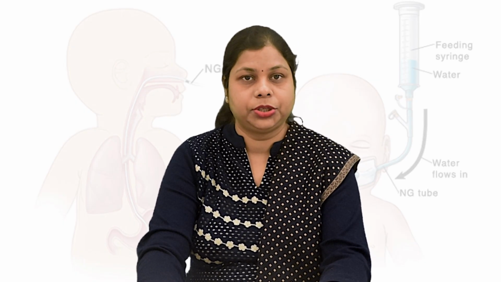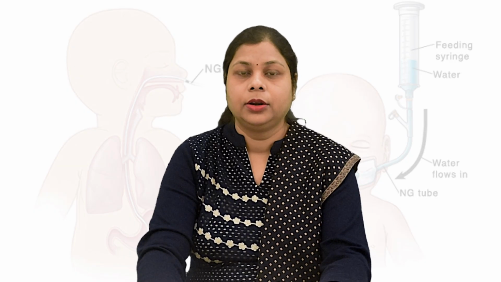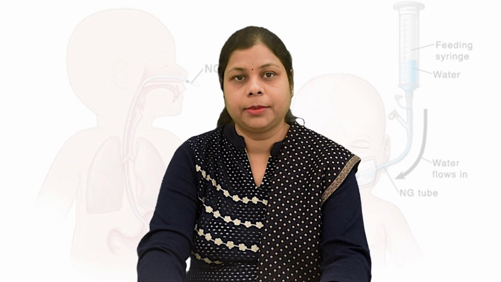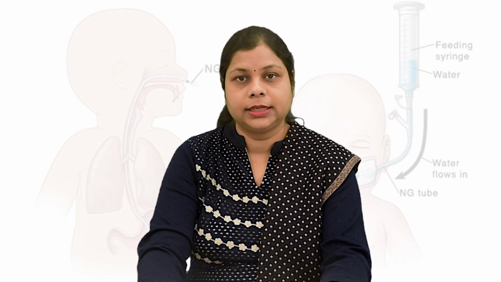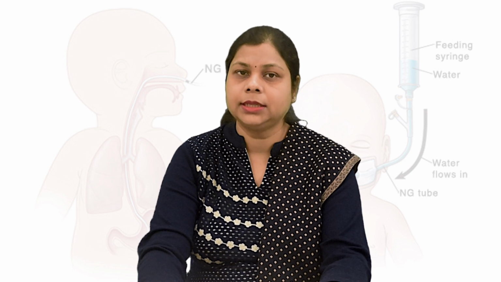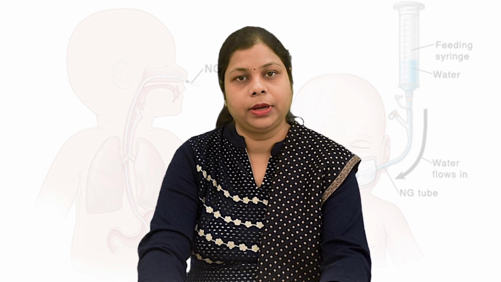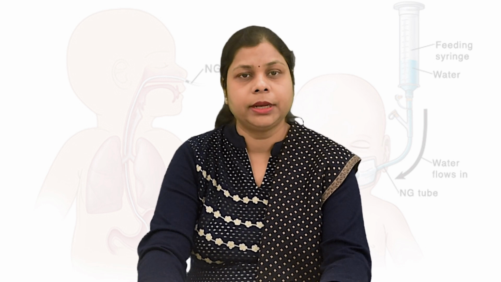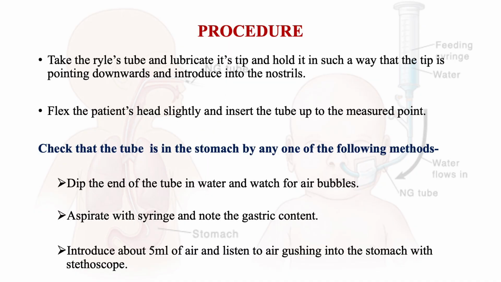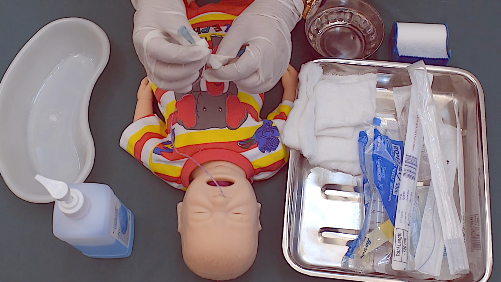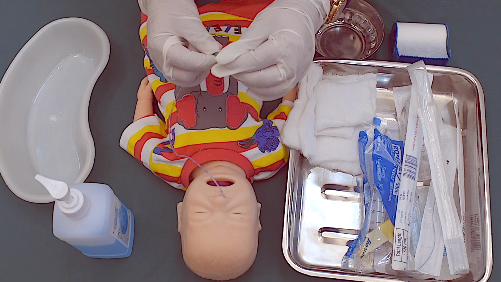Immediately pull out this tube. The second method to ensure the tube is in the stomach is to aspirate with a syringe and note the gastric contents. If the gastric contents come through the tube, that means the tube is placed properly in the stomach. The third method is to introduce about 5 ml of air and listen to the air gushing into the stomach with the stethoscope.